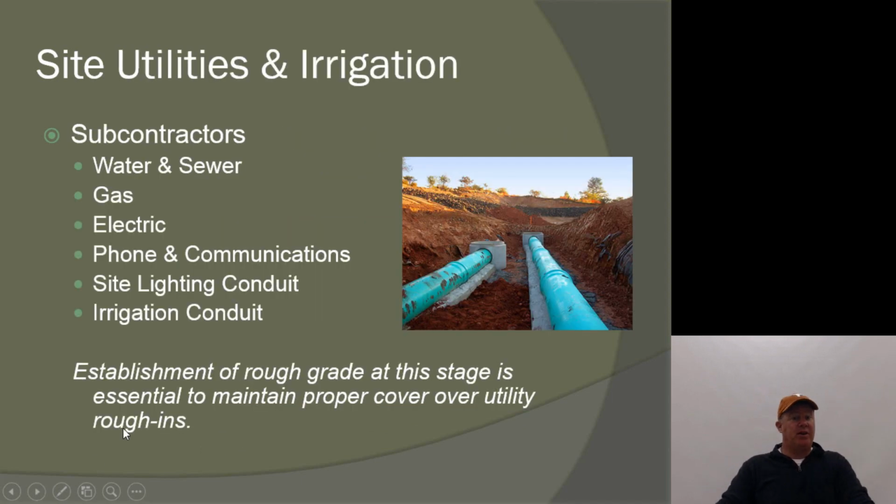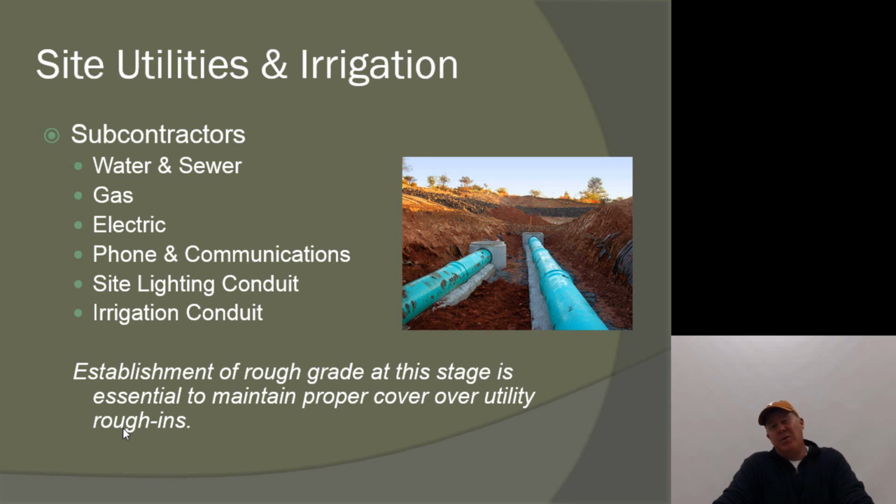So, with site utilities and irrigation, our favorite word, irrigate. The following subcontractors are going to come in. You're going to have your water and sewer, or your utilities contractor, who's going to do the sewer and water. A plumber could actually do this on small sites. Gas, they're going to run gas. They're going to run electric over to the building where the building sites are going to be.